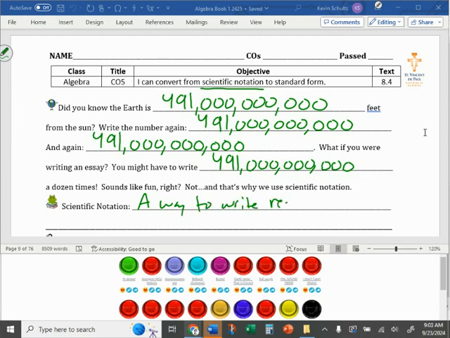Scientific notation is a way to write really big or really small numbers using powers of 10. Let's write the definition down. A way to write really big, I forgot the words really small. I feel like that's kind of funny. A way to write really big or really small numbers using powers of 10.